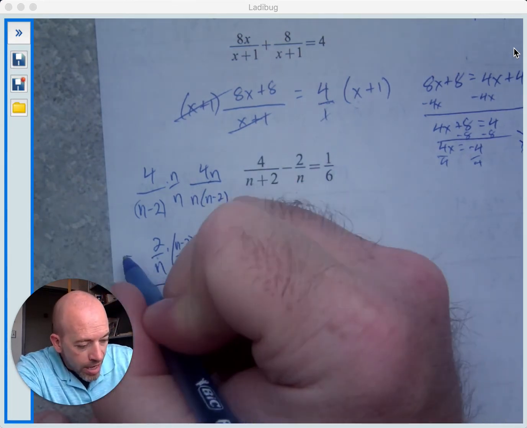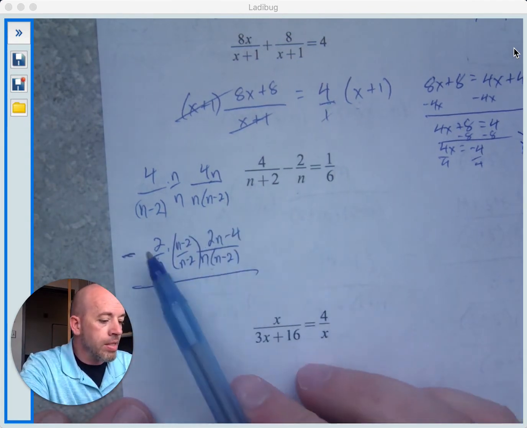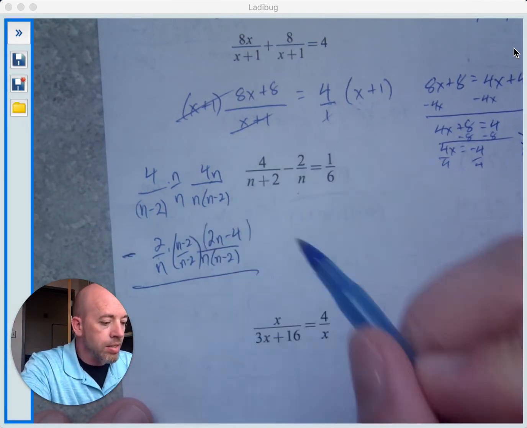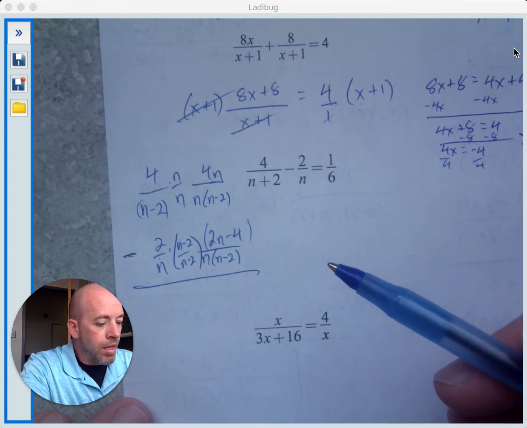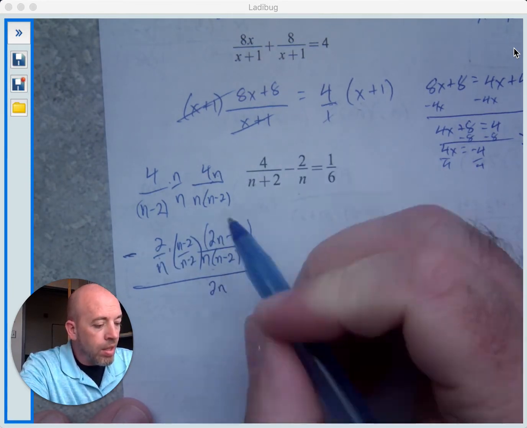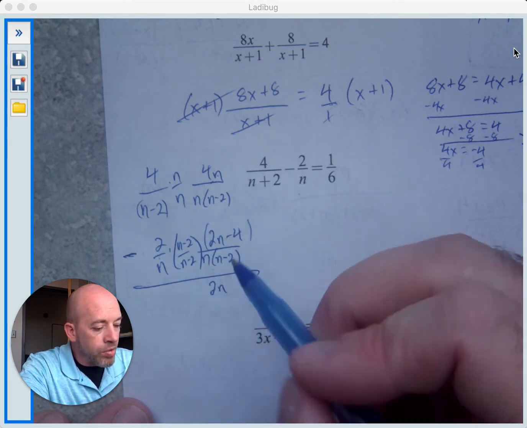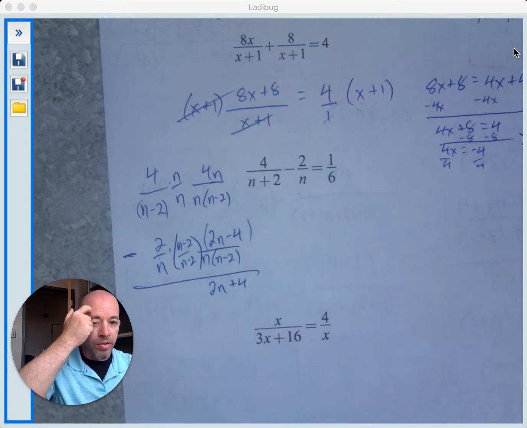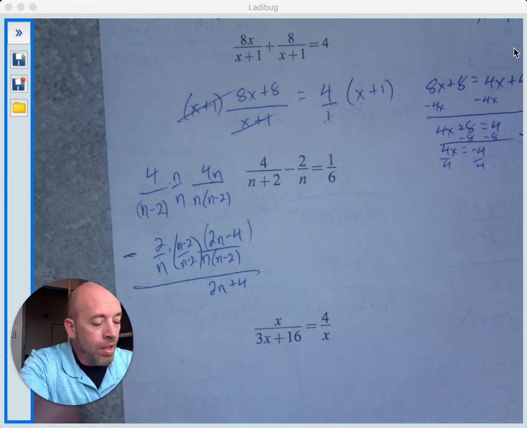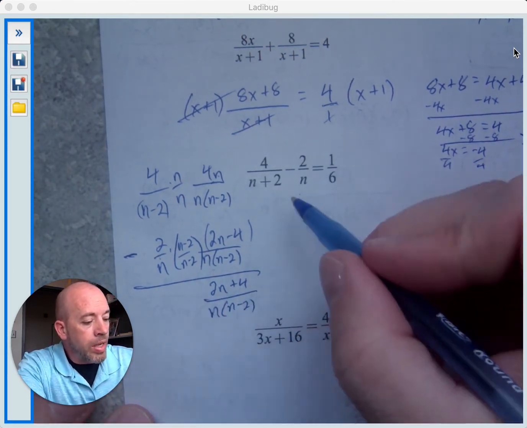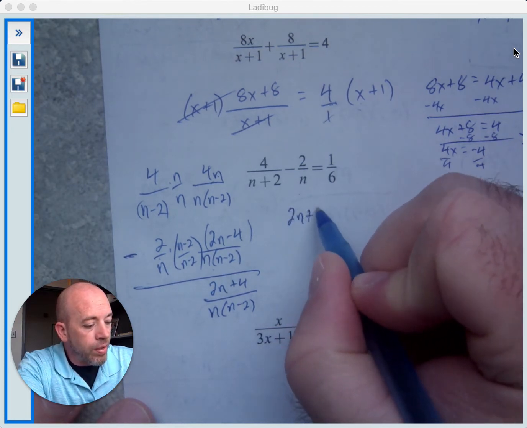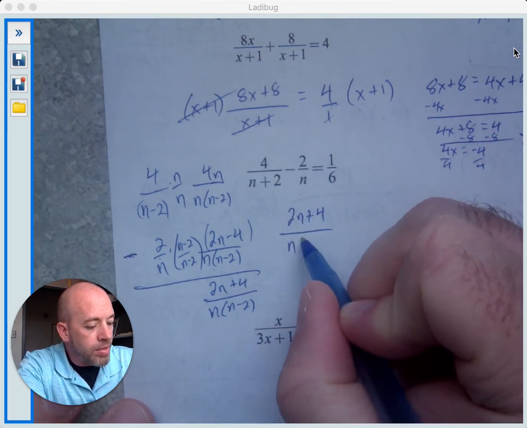Now we are subtracting, right? So let's not forget that. This minus sign gets distributed to both of these guys. So 4n minus 2n would be a 2n. And then we have minus a negative 4, which would be plus 4. So we have 2n plus 4, right? Over our denominator, n times n minus 2. So this equation then becomes 2n plus 4 over n times n minus 2.